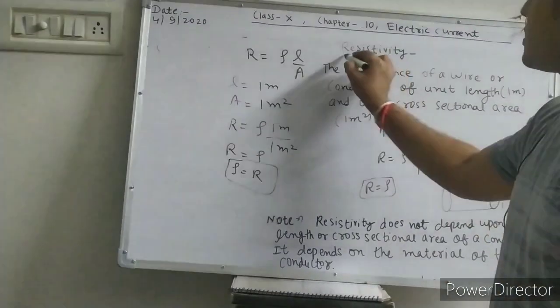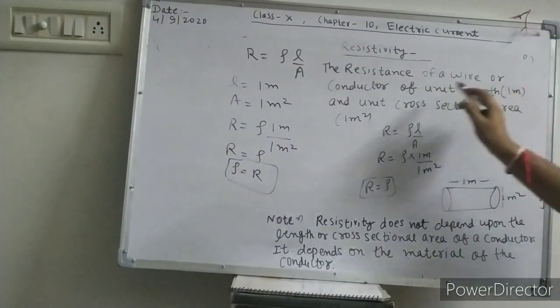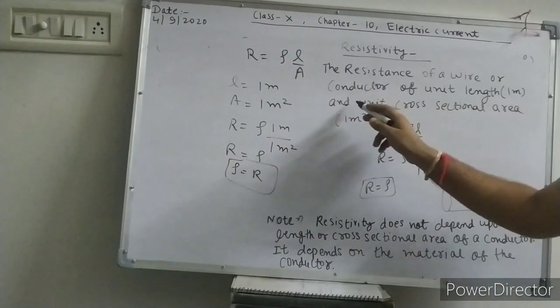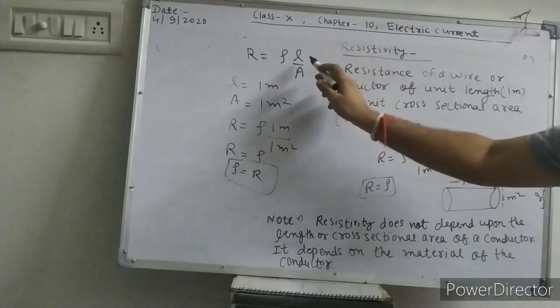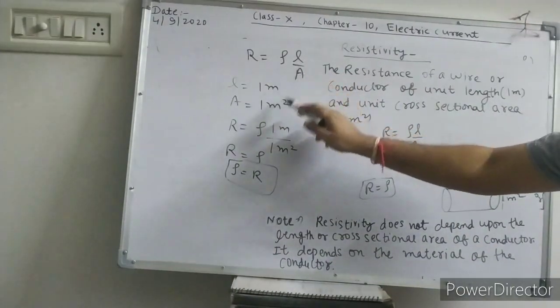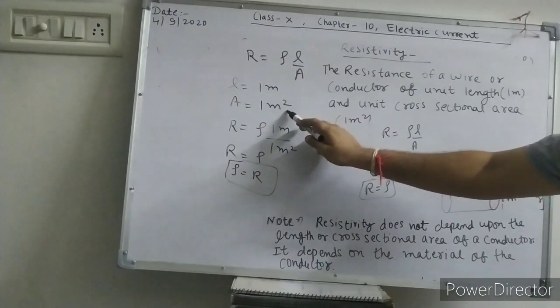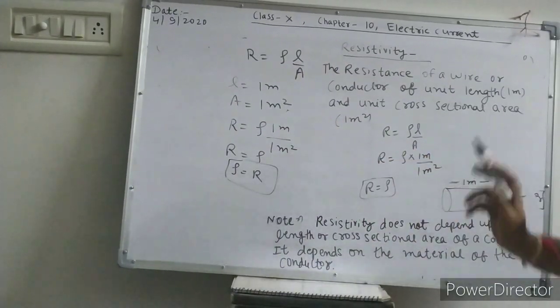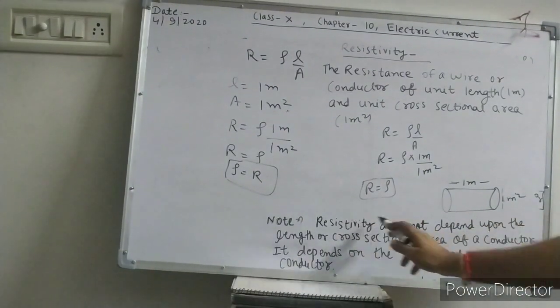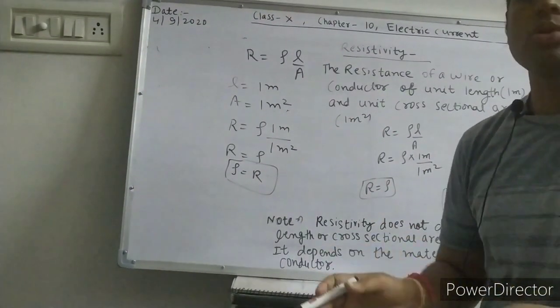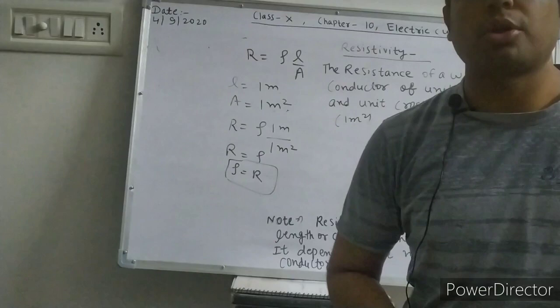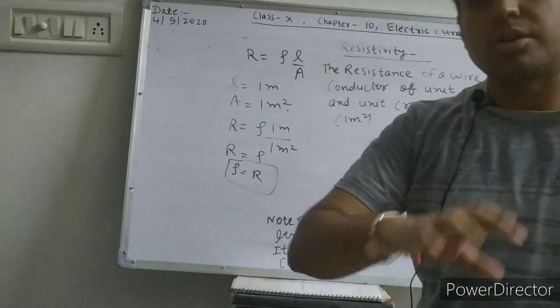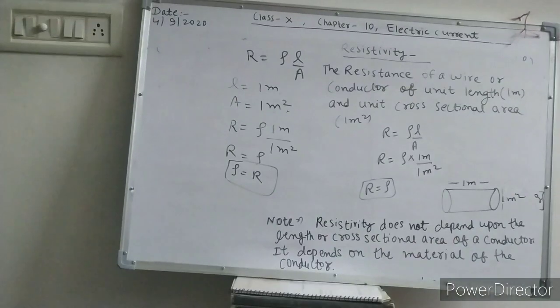So resistivity is the resistance of a wire or conductor of unit length and unit cross sectional area. If you put L equal to 1 meter and A equal to 1 meter square, you will get R equal to rho. So resistivity does not depend upon the length or cross sectional area. It only depends on the material of the conductor. It is the property of the conductor. So this is the whole definition.